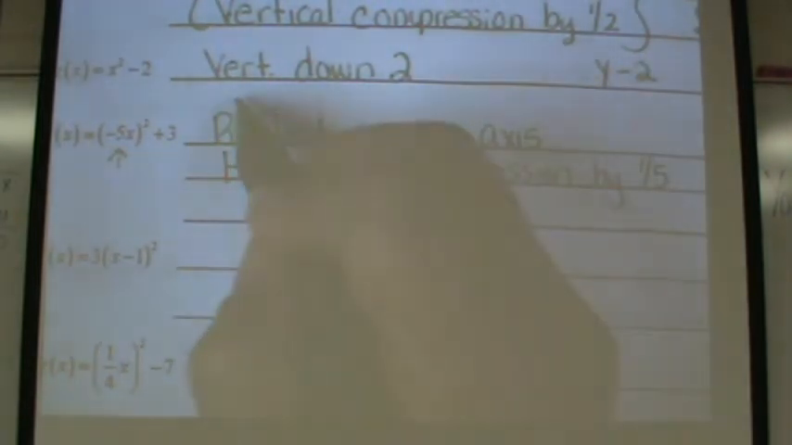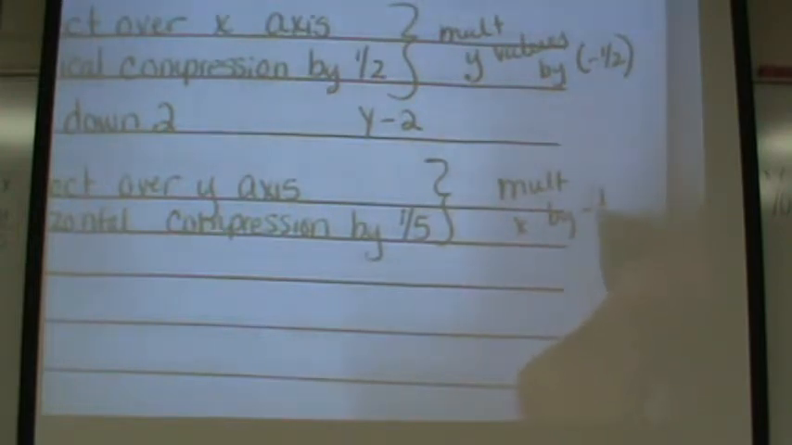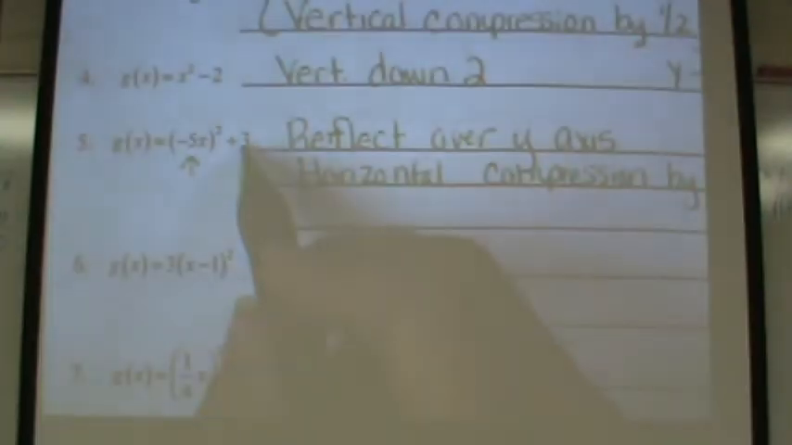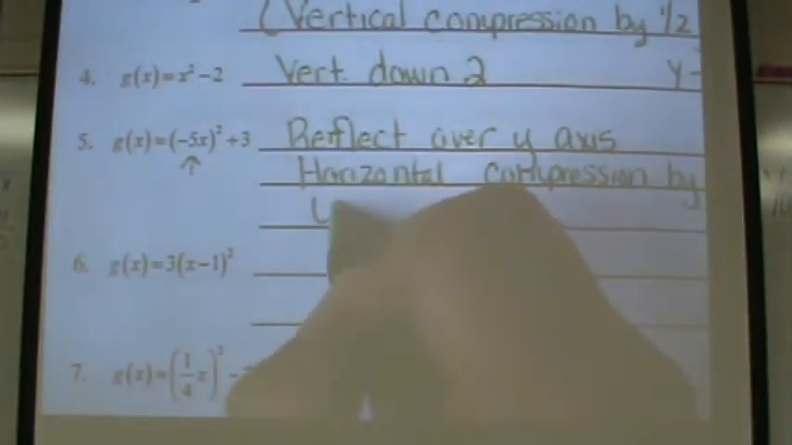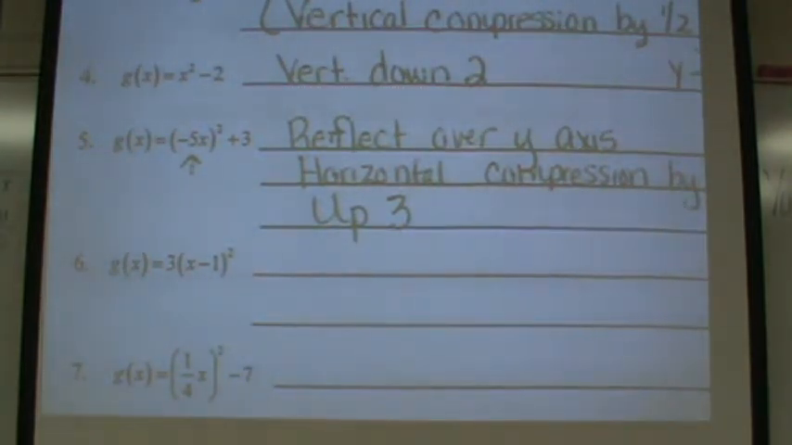Now, how do we do both of these? We multiply the x value by negative 1/5. Multiply the x by negative 1/5. And what's the 3 going to do? Vertical shift it up by 3. Up 3, vertically up 3. Good.